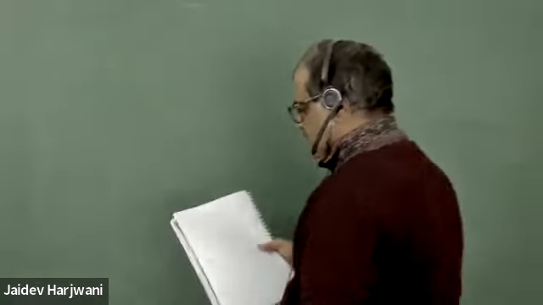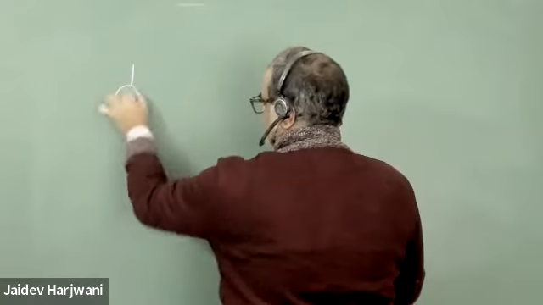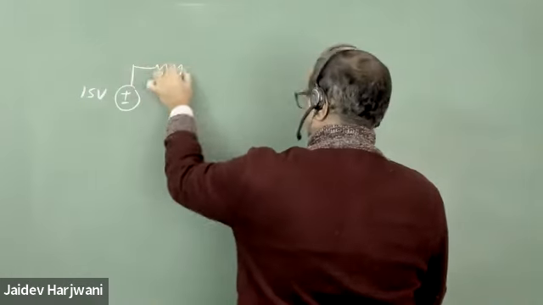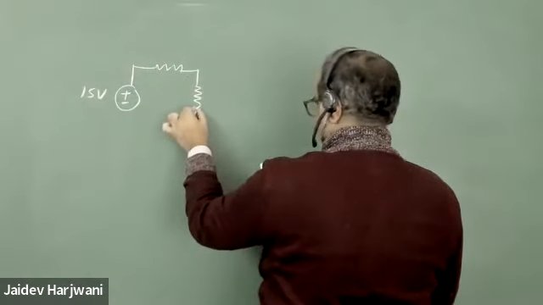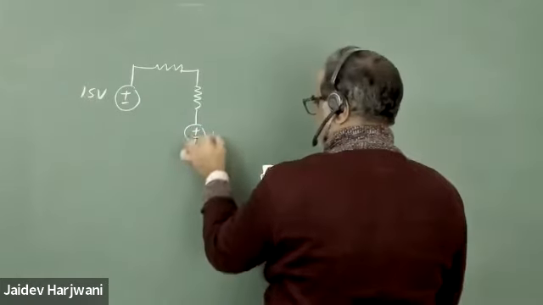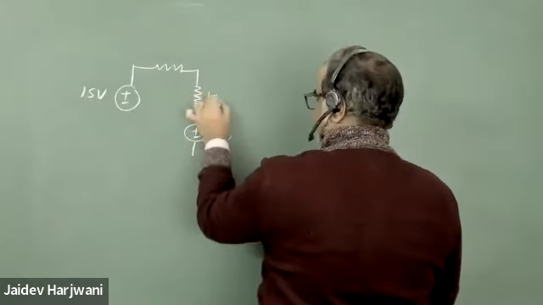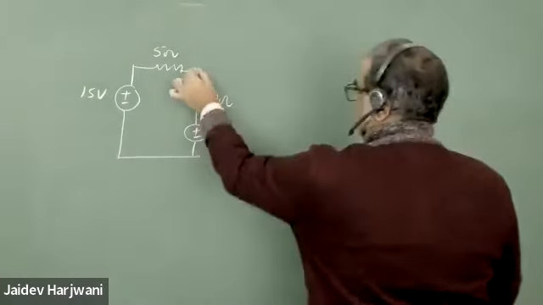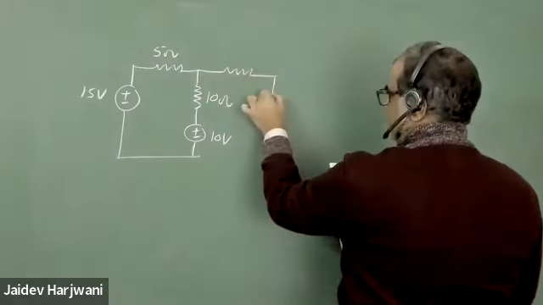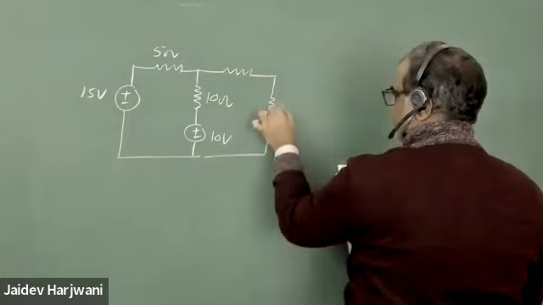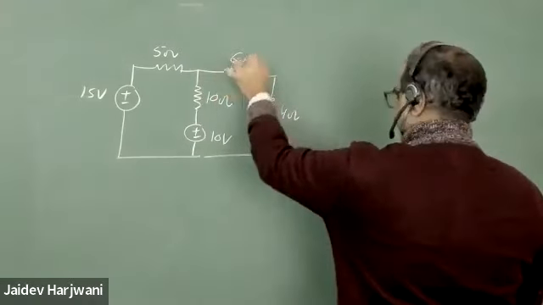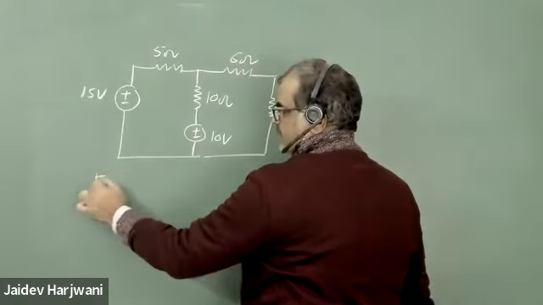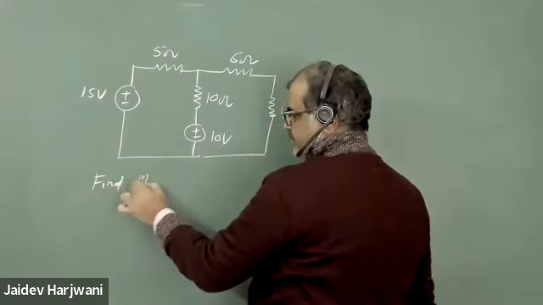So now let us solve one more problem. Plus minus 15 volt, you have 10 ohm, you have 10 volt battery here, you have 10 ohm here, you have 5 ohm here, you have 6 ohm here, you have 4 ohm here. Find the mesh currents.